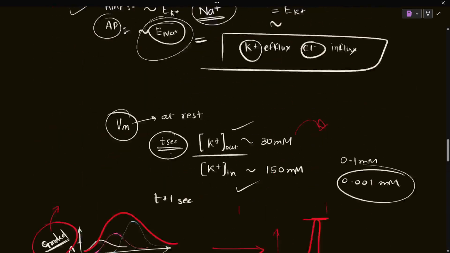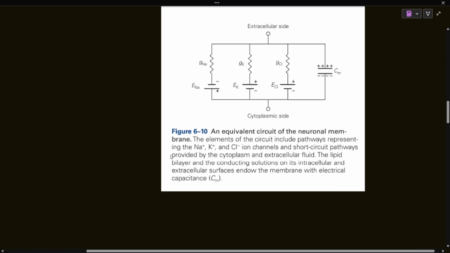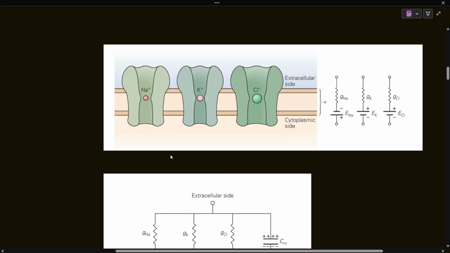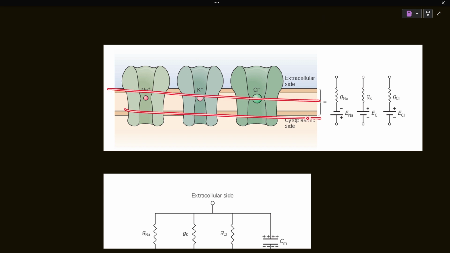So here I will show you a diagram which tells us about the exact wiring of the ions. This is how the sodium, chloride and potassium ions are laid down on the neuronal membrane. Each channel represents a conductance or a resistance. This is the symbol of a resistor, and this is the symbol of a battery. This depicts the positive side and this depicts the negative side.